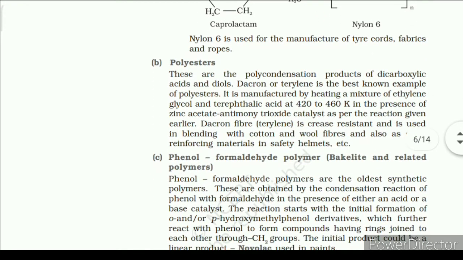B. Polyesters. These are polycondensation products of dicarboxylic acids and diols. Dacron or terylene is the best known example of polyesters. It is manufactured by heating a mixture of ethylene glycol and terephthalic acid at 420 Kelvin to 460 Kelvin in presence of zinc acetate antimony trioxide catalyst as per the reaction given earlier. Dacron fiber, that is terylene, is crease resistant and is used in blending with cotton and wool fibers and also as glass reinforcing materials in safety helmets, etc.